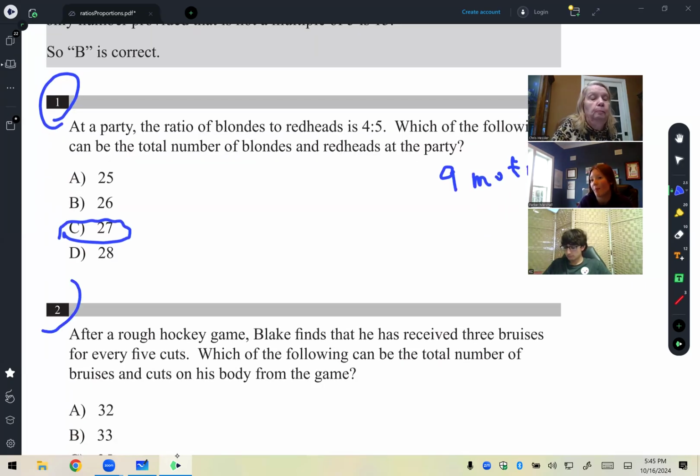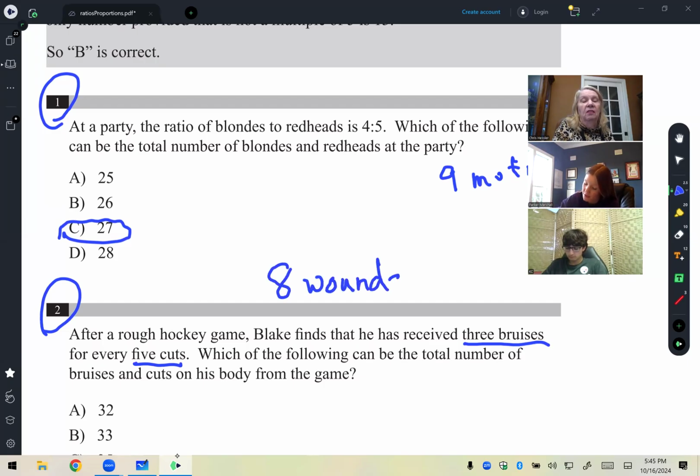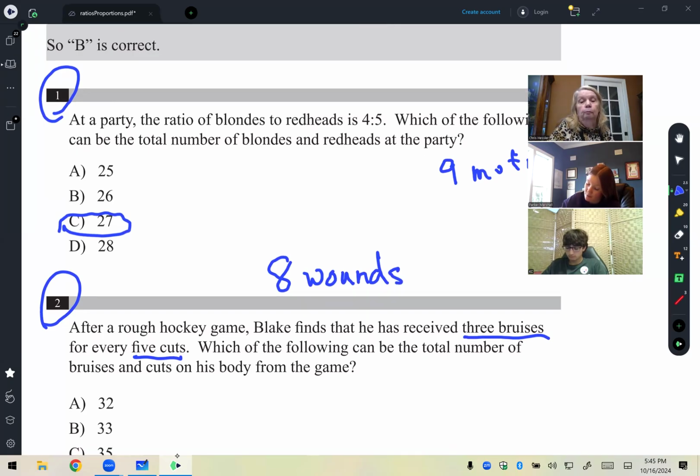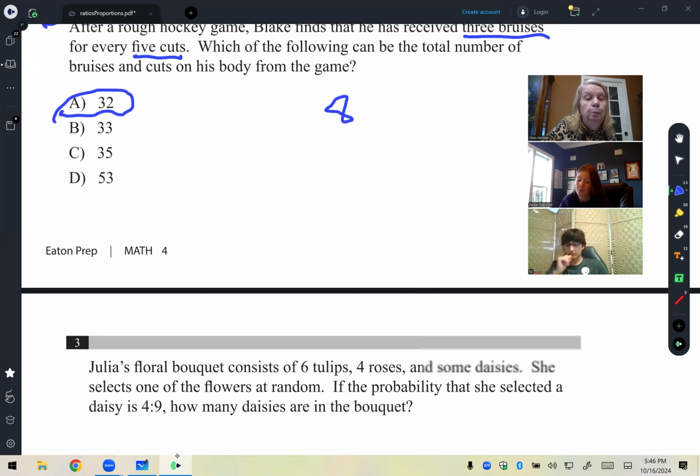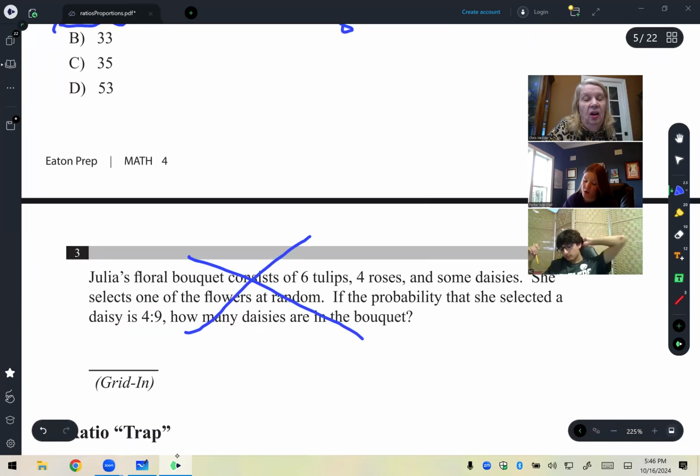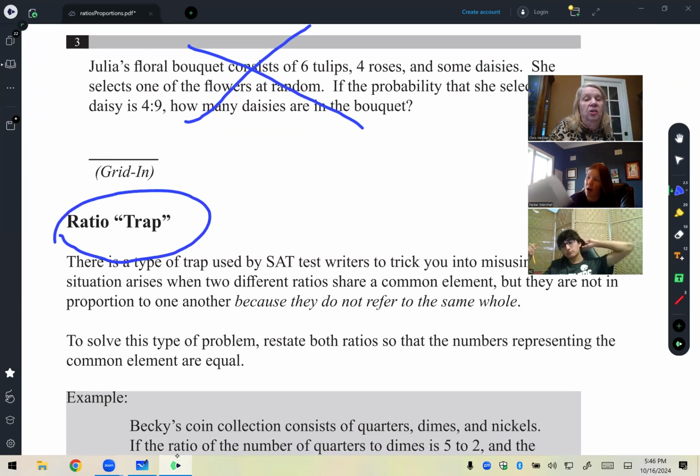okay, number 2. After a rough hockey game, Blake finds that he has 3 bruises for every 5 cuts. So he has 8 wounds, but thankfully he doesn't have any broken teeth or concussions. So anyway, we need a multiple of 8, and the only multiple of 8 there would be 32. So those would be easy now, right? If you get one of those, that's easy. Good. We're not going to do this one because we haven't seen any that hard. So we're going on to ratio trap.